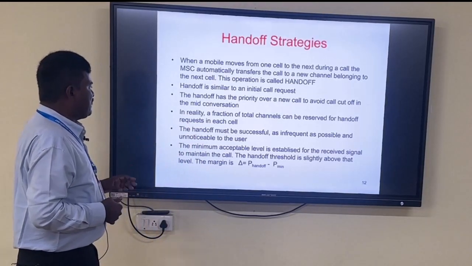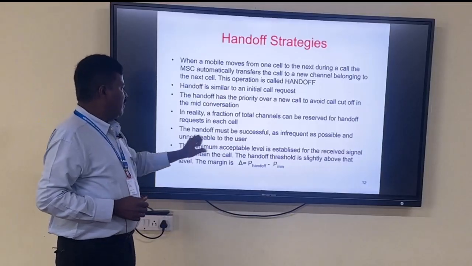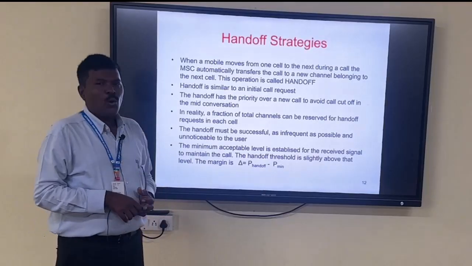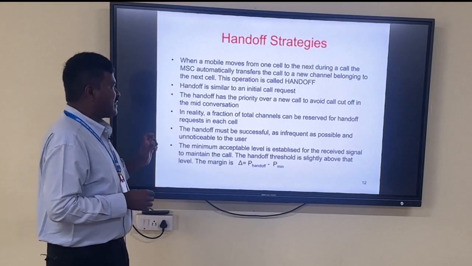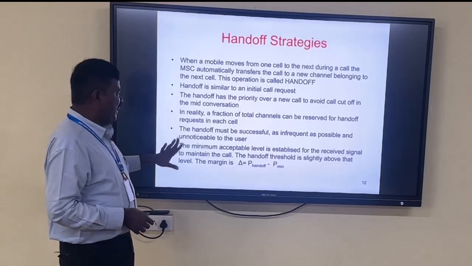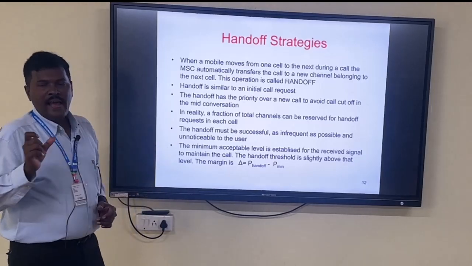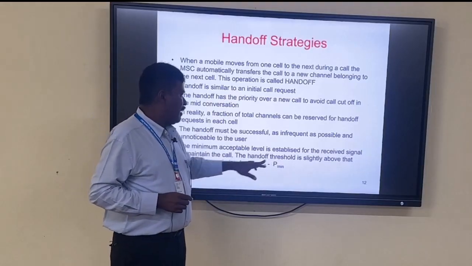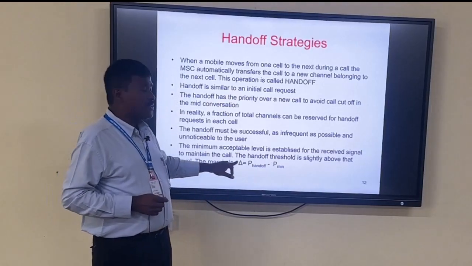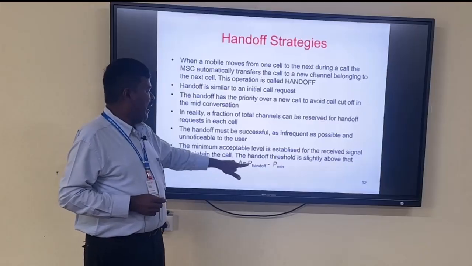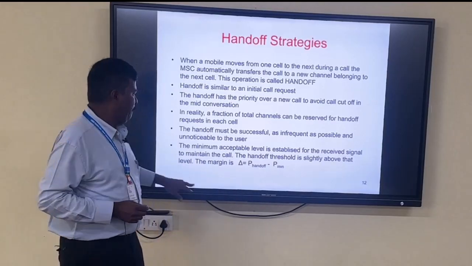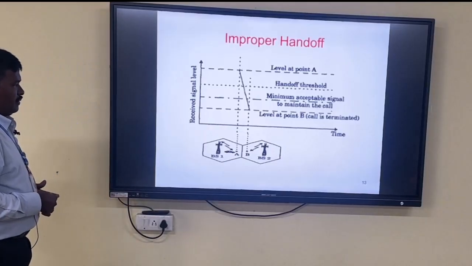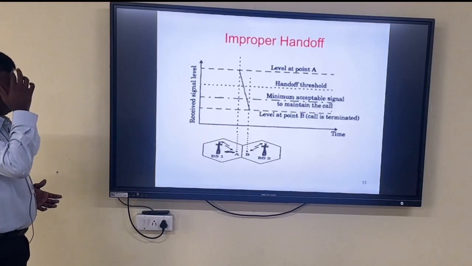Next, in this handoff, a minimum acceptable level is established for the received signal to maintain the call. We also have to calculate the handoff threshold level. That margin is delta equals handoff power minus minimum power. So this is an example of improper handoff.